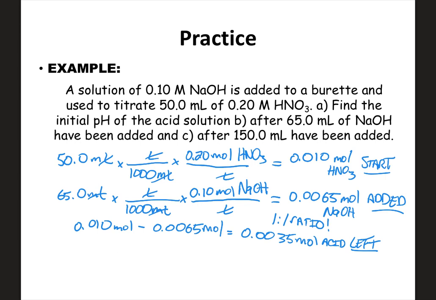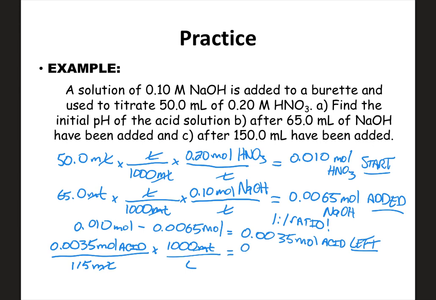So there's that many moles of acid now floating around in a new volume of solution. Remember, I started with 50 milliliters, I added 65 milliliters, so it's actually floating around now in 115 milliliters total. So I know there's 1,000 mils for every liter. This will allow me to calculate the concentration of the acid that I have left over here. I have 0.030 molar for the concentration of the acid.